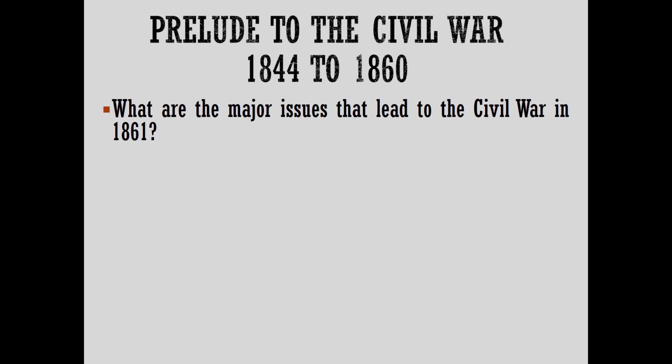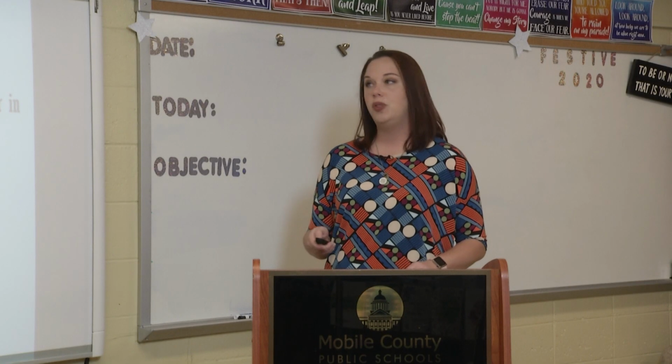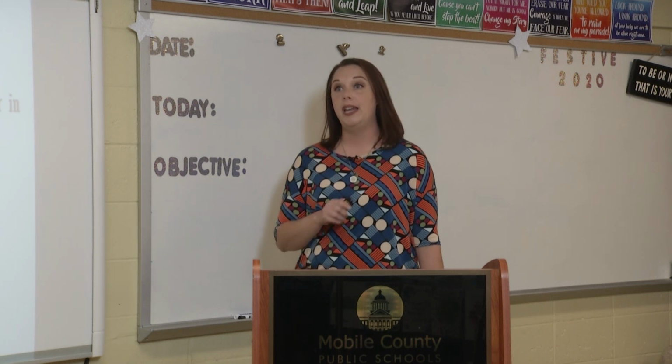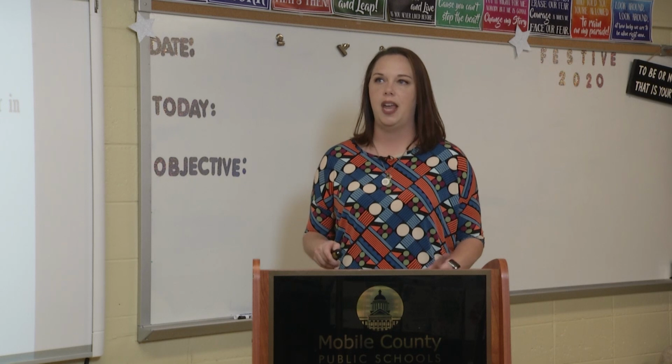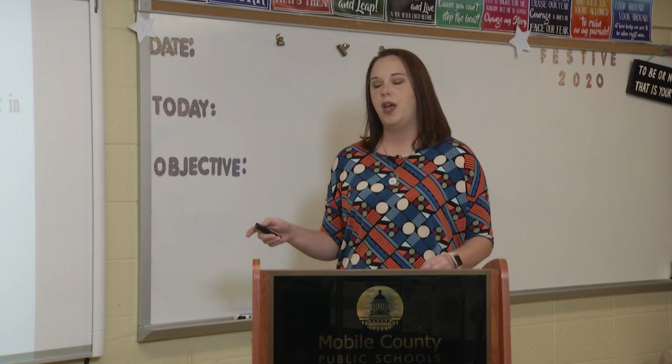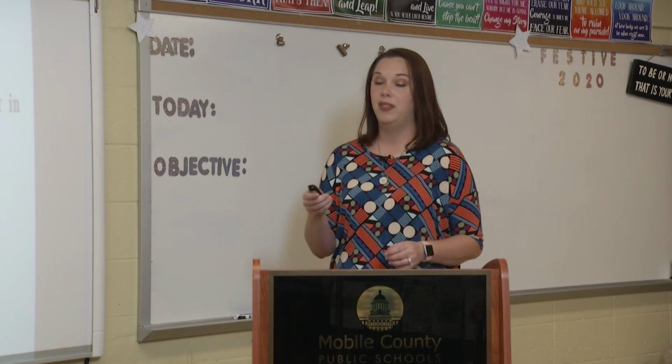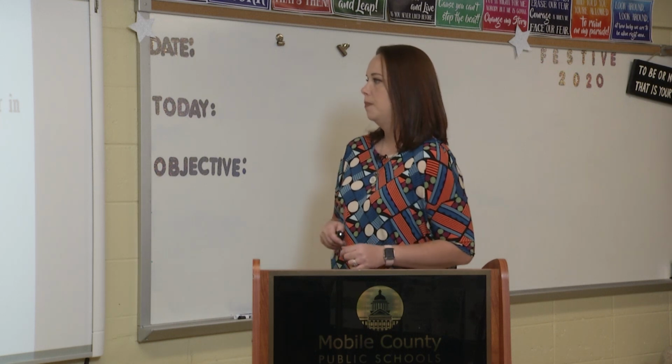Now, what we're going to move into today, before we can get to the Civil War, we've got to talk about how we get to the Civil War. What were the big causes of the war at this point? So what we're going to start off with today, guys, is the prelude to the Civil War. We're going to look at the time period from about 1844 to 1860, and the major issues that led to the Civil War in 1861. It's going to take us a few minutes to get there, but that's going to be our main focus today so that next week we can pick up with the opening of the war and start talking about the Civil War a lot more in depth.